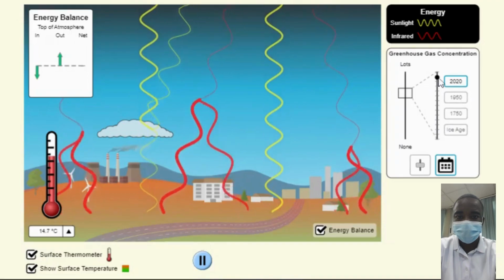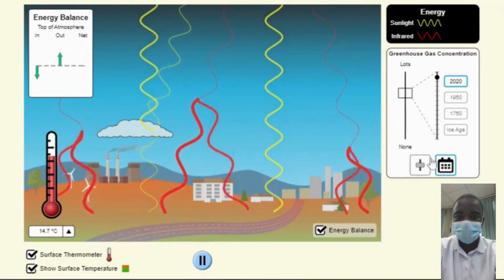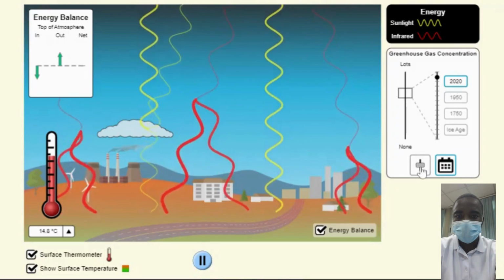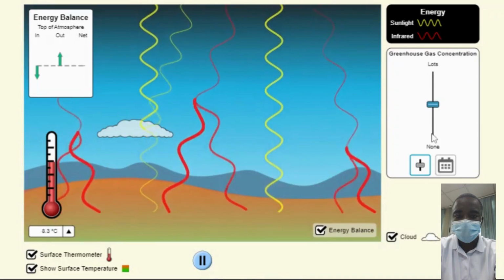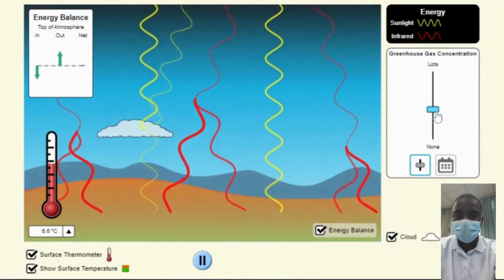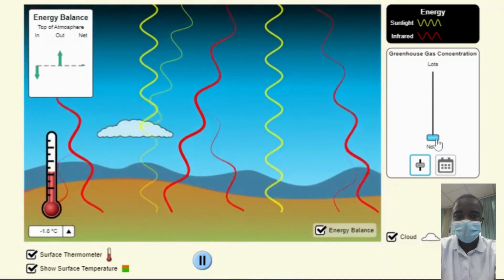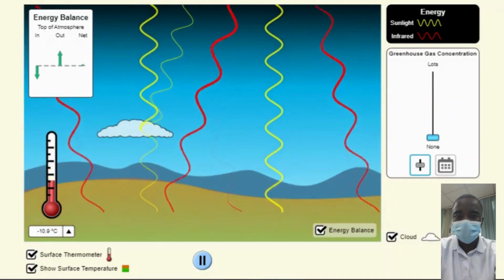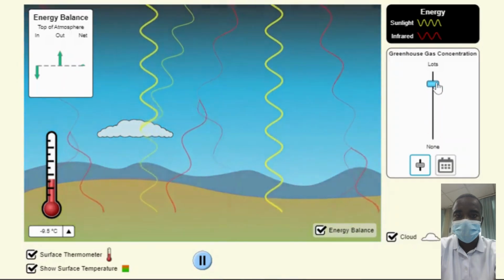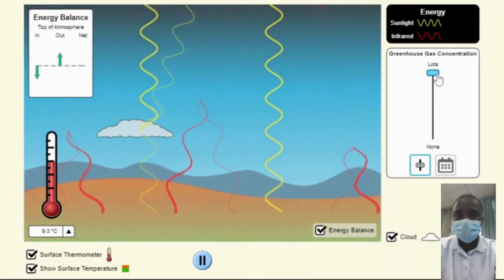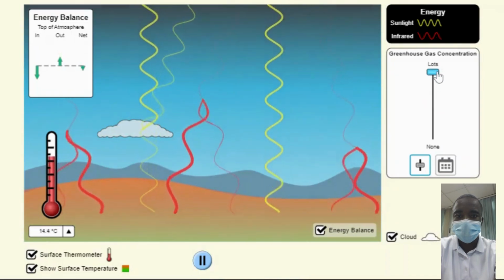Higher concentrations of greenhouse gases result in more infrared radiation being trapped, leading to an increase in surface temperature. This interactive feature helps students understand the direct relationship between greenhouse gas concentration and global warming. Students can measure the energy balance at the top of the atmosphere. The energy balance is the difference between the incoming solar radiation and the outgoing infrared radiation.